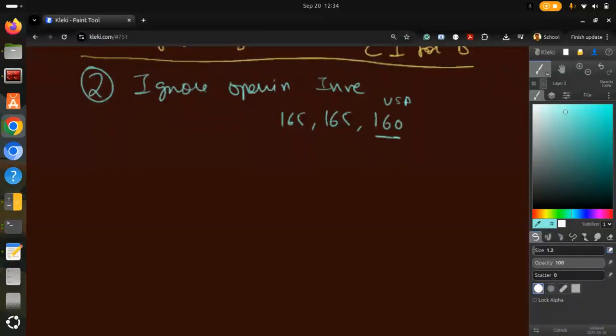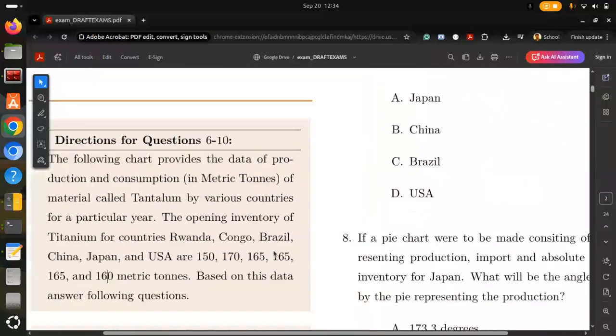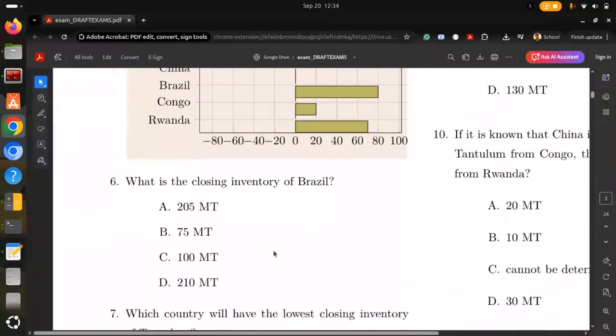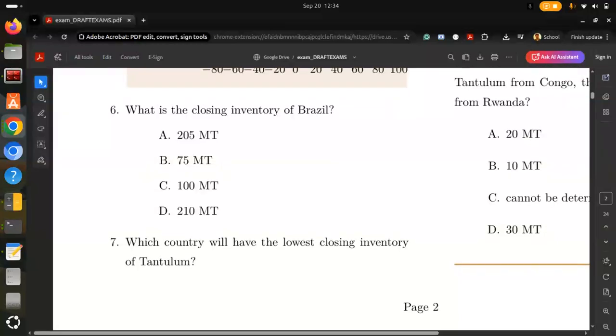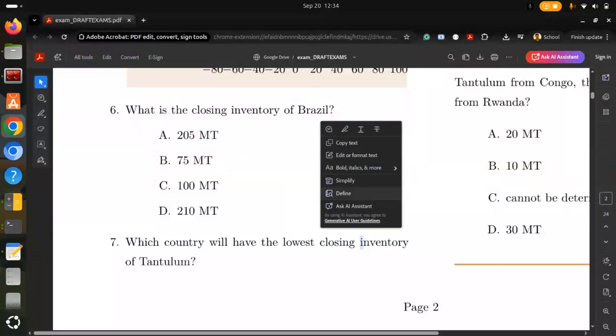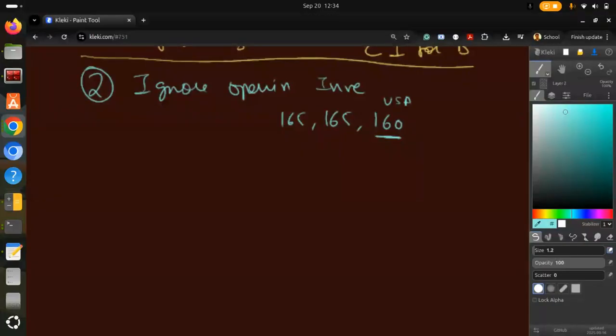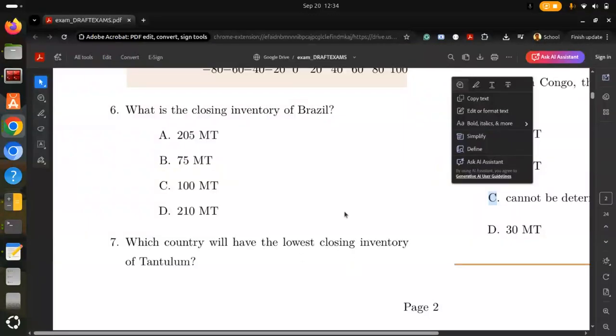A slight 5 is the difference. We'll ignore it for the time being and see what happens. Now, again, what is our objective? The objective is the lowest closing inventory. So when your consumption is high and production is low, the closing inventory will be low. So let us look at that data now.